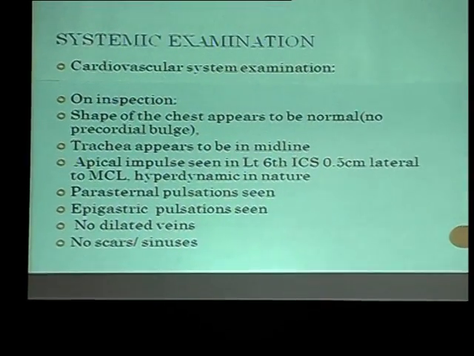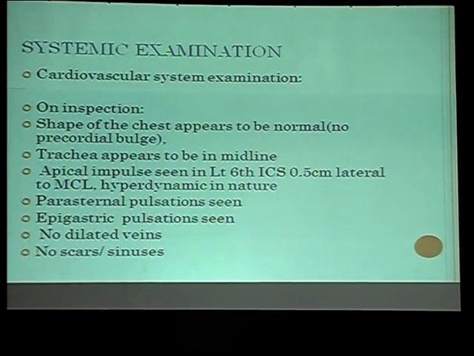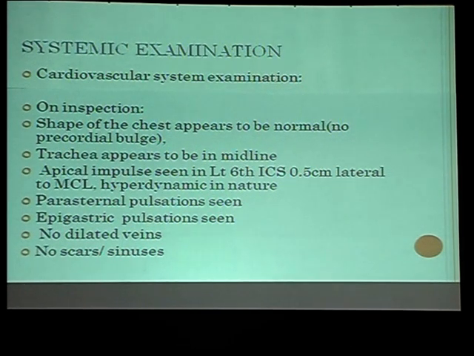Systemic examination, cardiovascular system. On inspection, shape of the chest appears to be normal. Trachea appears to be in the midline. Apical impulse is seen in left sixth intercostal space, 0.5 centimeter lateral to the mid-clavicular line, hyperdynamic in nature.